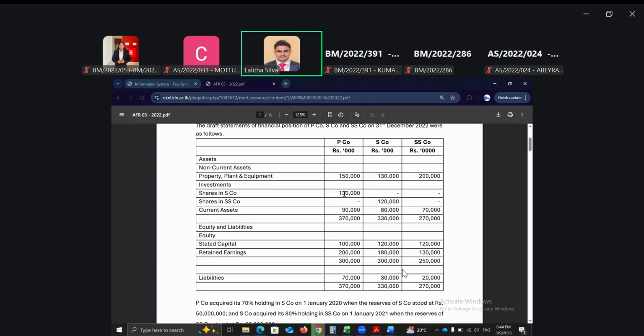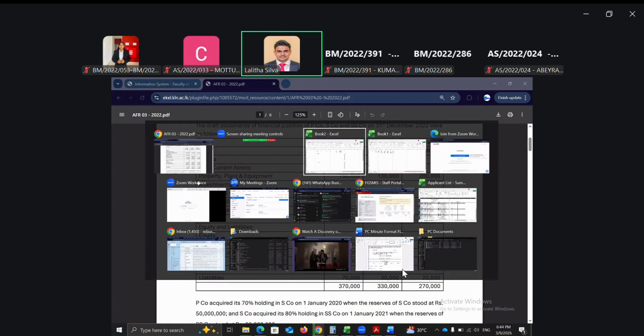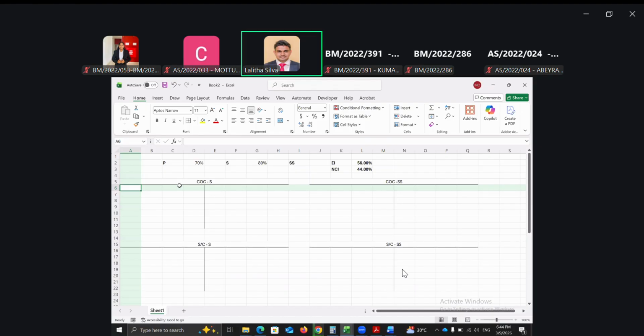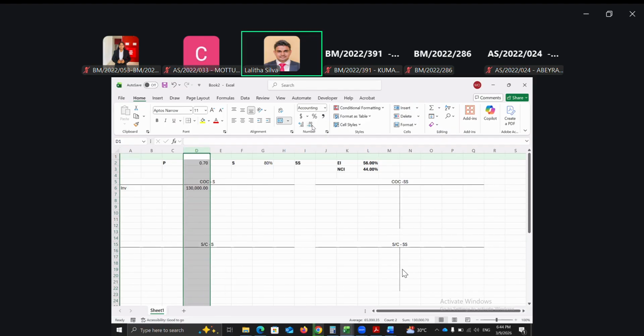Entity P has made an investment in entity S of 130 million. When it comes to the consolidation, we are preparing the consolidation on behalf of the parent, and the parent has made an investment of 130 million in entity S. Then when it comes to ownership, the parent has the full ownership and control of this particular investment. Therefore, investment account credit, COC debit 130 million.